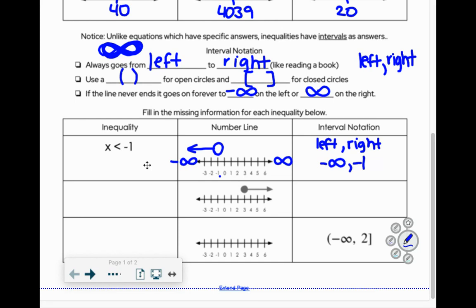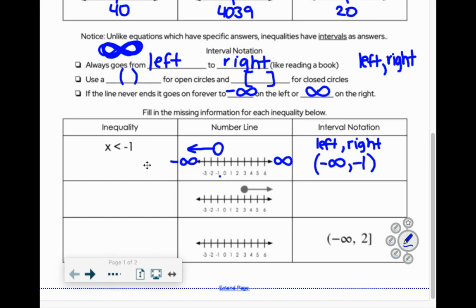Here. And then because it's an open circle, use parentheses. Like that. You'll put the whole thing in either a parentheses or a bracket. And they don't have to be the same on both sides. And I'll show you what that looks like on the next one.